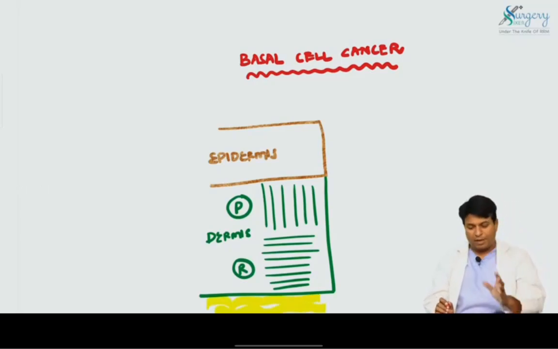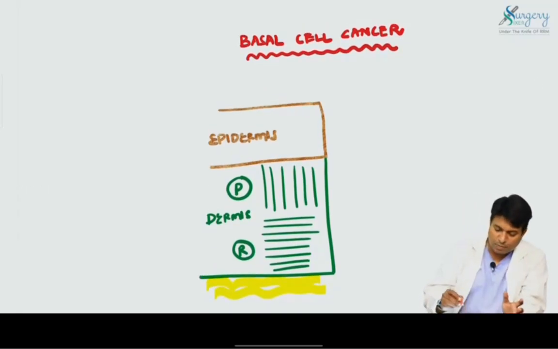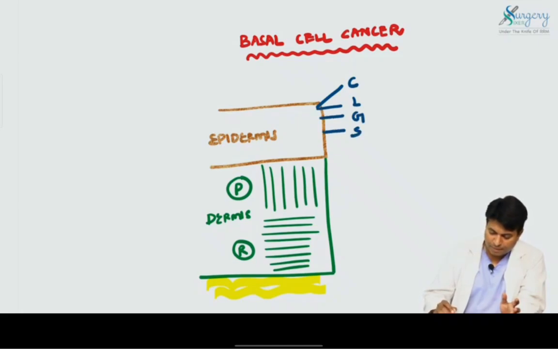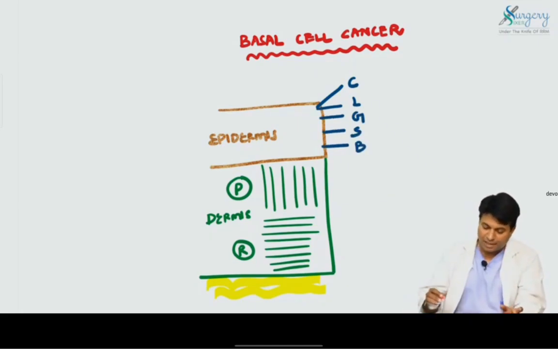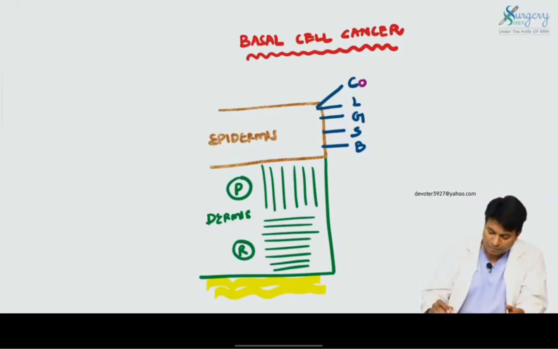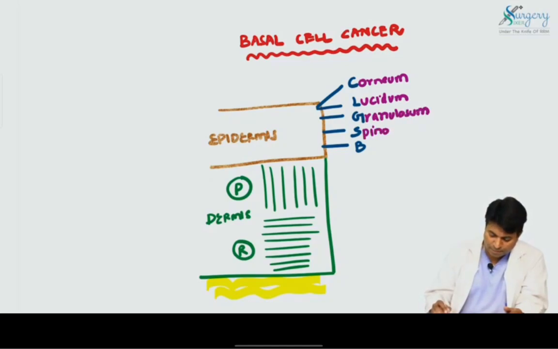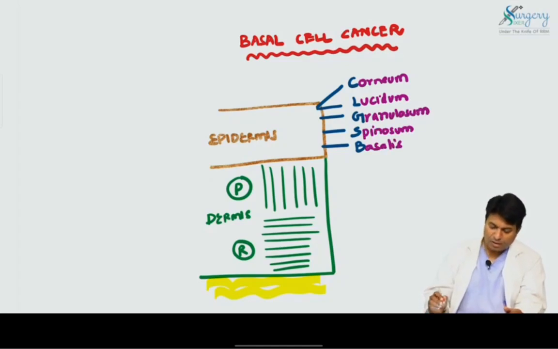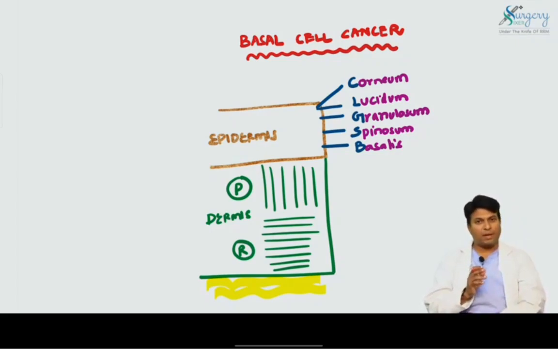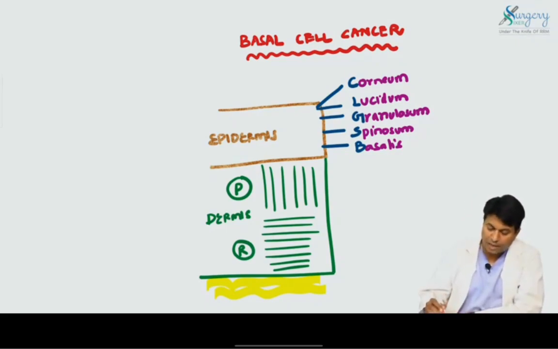So skin is made up of epidermis and dermis. The epidermis is made up of how many layers? The mnemonic for the layers of epidermis is "cute looking girl Sangeeta Bijlani". The first layer is stratum corneum, then stratum lucidum, stratum granulosum, stratum spinosum, and stratum basalis. Please don't forget the mnemonic.